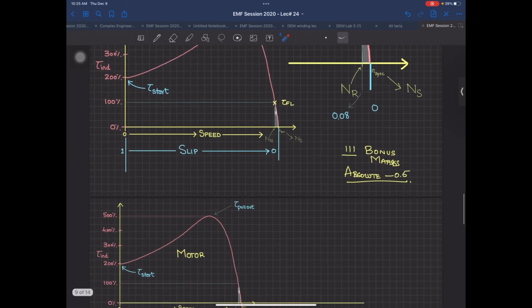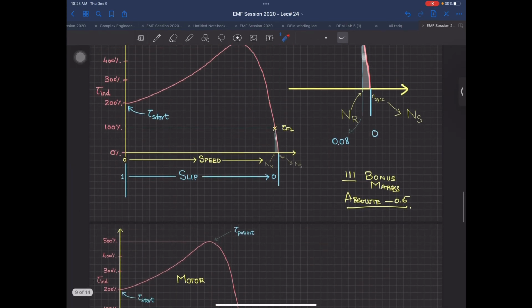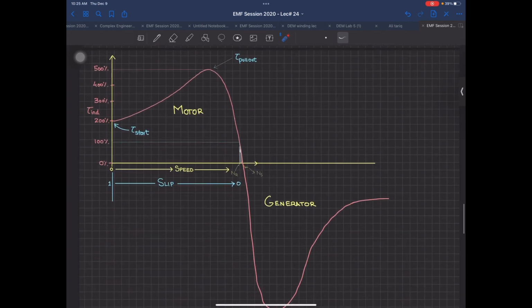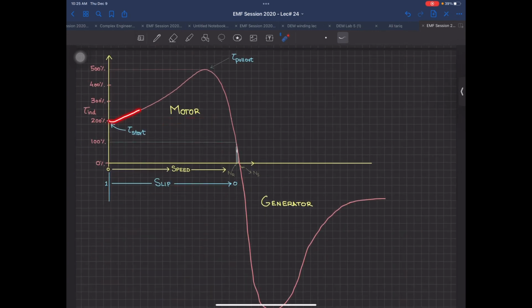Okay, now, if I extend this torque slip curve beyond the motor region, because I have a motor region over here at this point. Now here at this point over here, the slip is equal to 0.